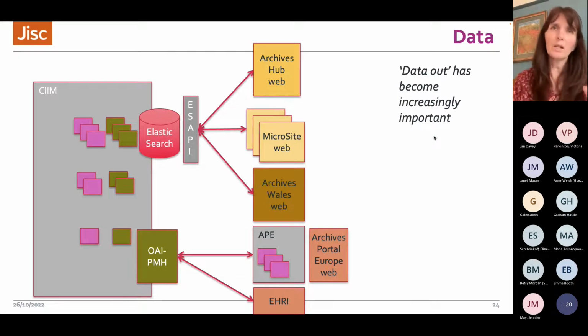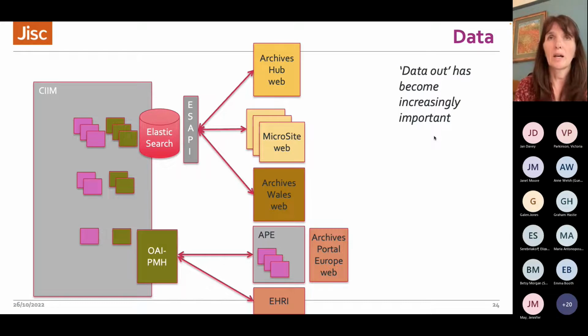With this workflow, I said earlier about the data out, and the data out has continued to be a really important focus for us. Now we have an Elasticsearch API, we still have our OAI-PMH, which is still really useful, and sending this interoperable data out to different places is really important for our success as a service, I think.